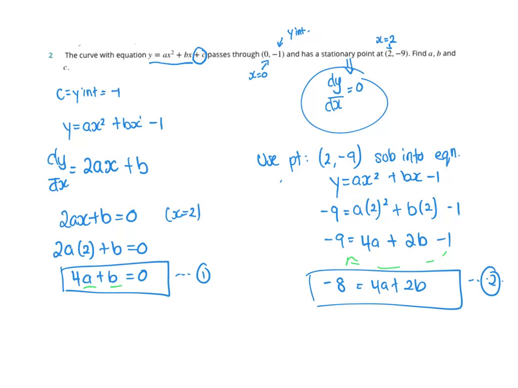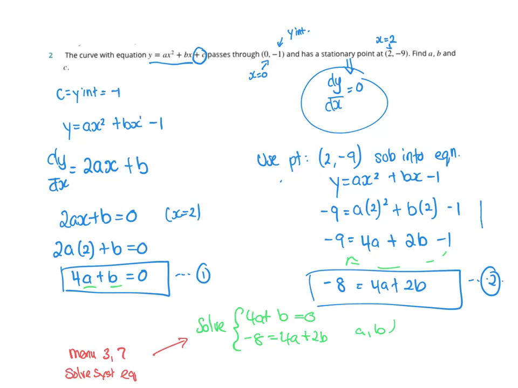So when you've got 2 equations with 2 unknowns, you can just solve them simultaneously, and you'll be able to use your calculator for these types of questions, because most likely it will be an application question. So if you can't remember how to get that on your calculator, it's menu 3, 7, and that should be solve a system of equations. So you could solve it, and then you'll know what a equals, and what b equals, and you already found out c at the beginning.